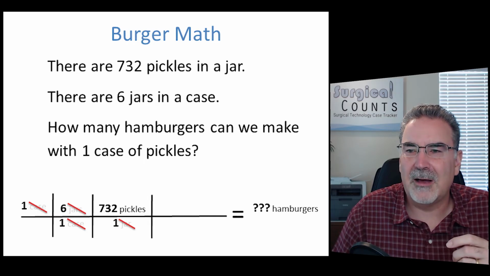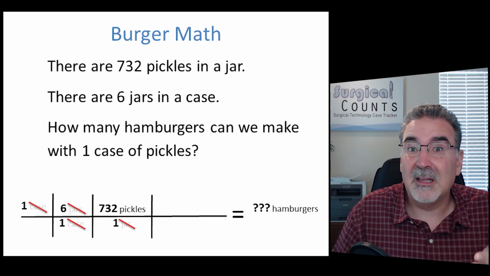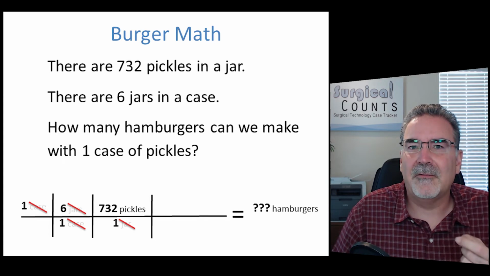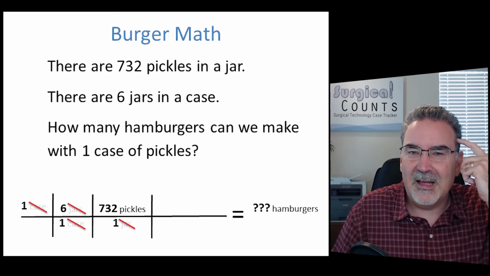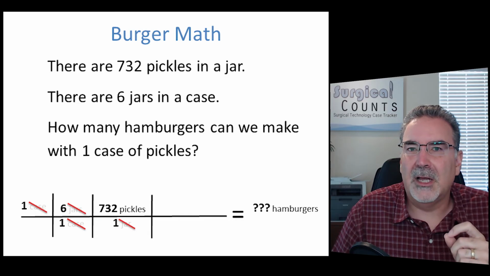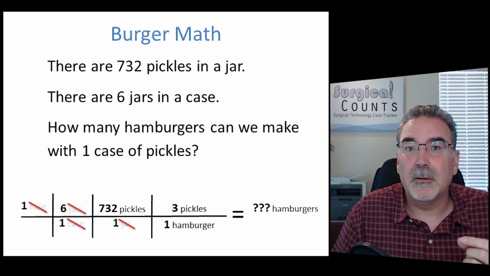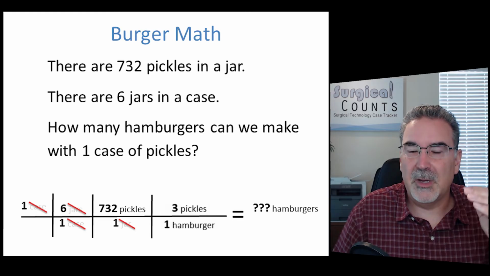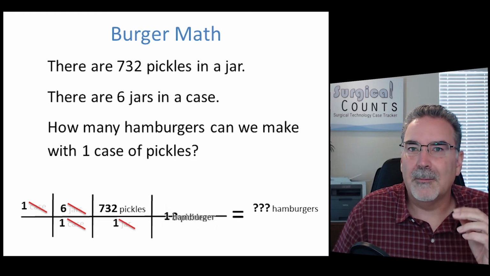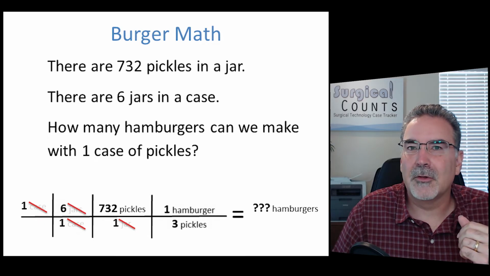Well, it looks like we've run out here. So now what do we do? Well, if we don't have any relationships in the question that we're asked, we have to find those relationships somewhere else. But we have a source in our heads, and we know a relationship between pickles and hamburgers. Remember the rule, 3 pickles per 1 hamburger. So how are we going to write this in our equation? Are we going to write it as 3 pickles over 1 hamburger or 1 hamburger over 3 pickles?